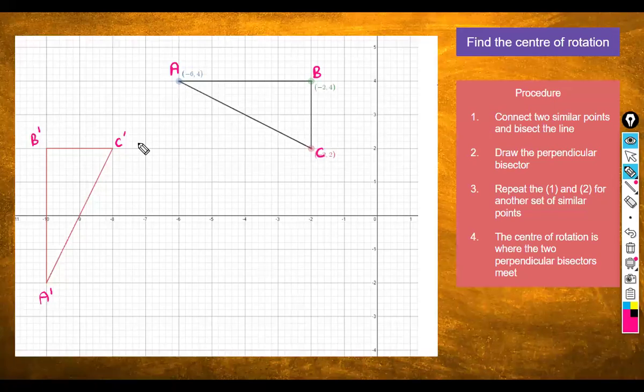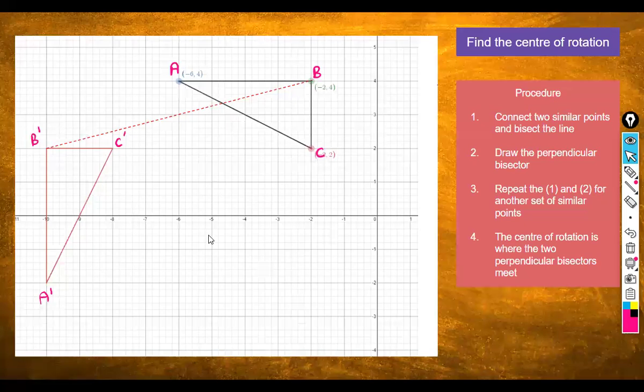Most students dislike this question. To me, this is not harder. It's just getting everything to fit on the graph paper that is the problem. So how do we go about finding the center of rotation and how many degrees it was rotated by? Step one, you connect two similar points.